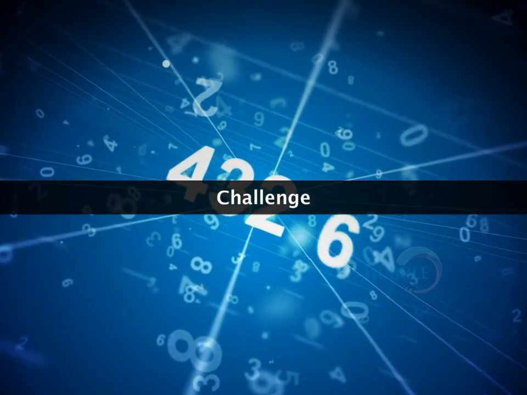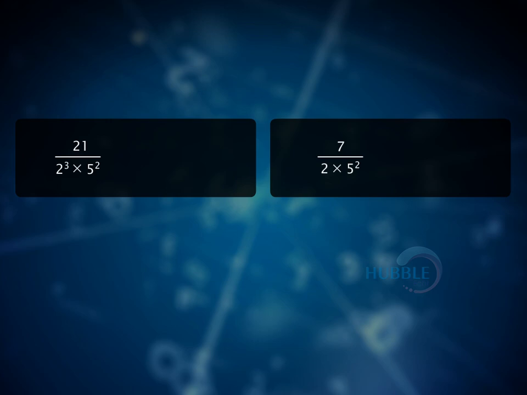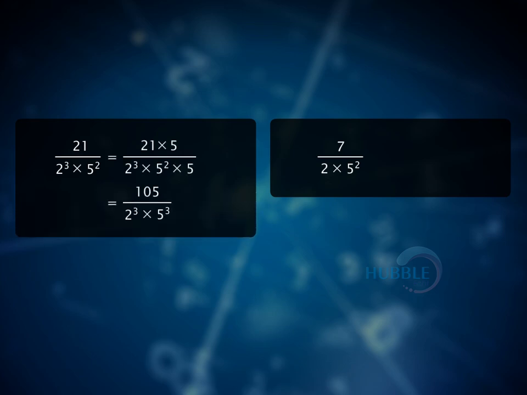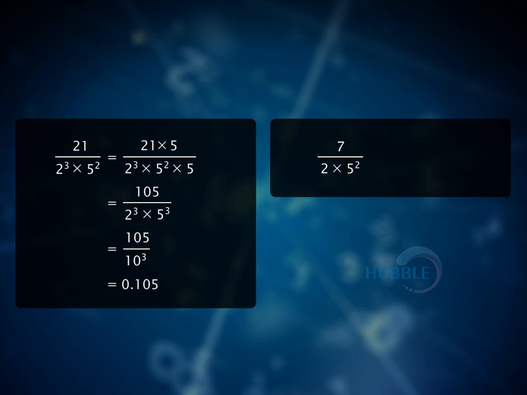Without actually dividing, find out after how many places the decimal expansions of the given rational numbers terminate. To find this, we need to express the denominator as a power of 10. In the first problem, let's multiply the numerator and the denominator with 5. Thus, we find that the given rational number terminates after 3 decimal places.